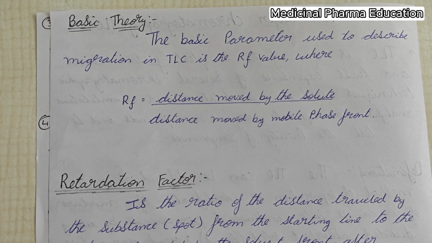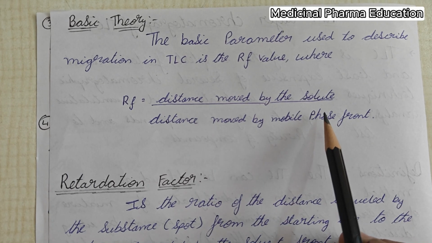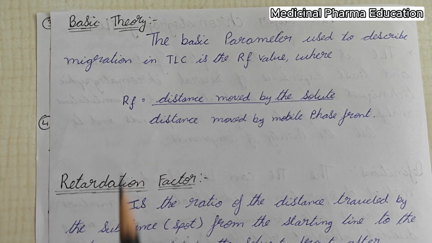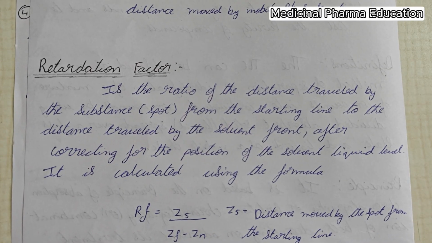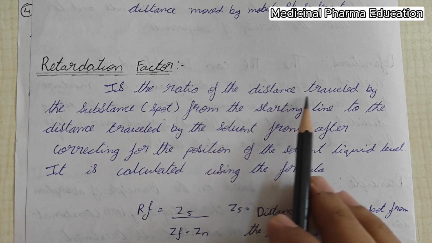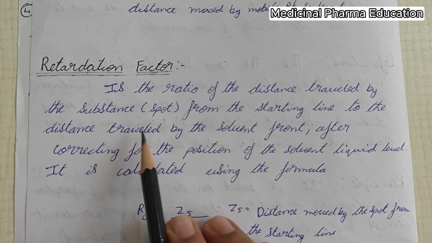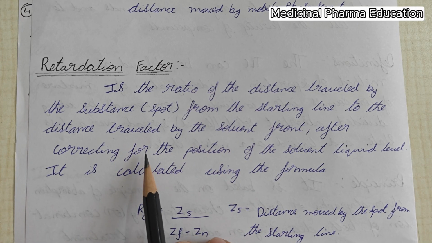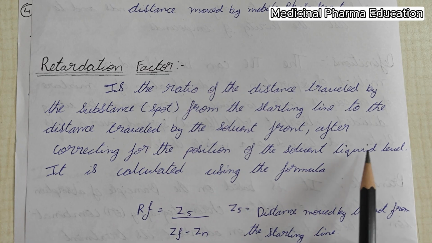Okay, so we divide the distance traveled by the solute by the total distance, and then we get the RF value. It is called the retardation factor. Now see here, what is the retardation factor? It is the ratio of the distance traveled by the substance spot from the starting line to the distance traveled by the solvent front, after correcting for the position of the solvent liquid level.